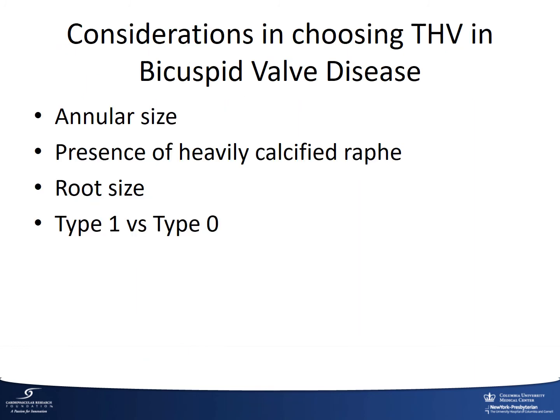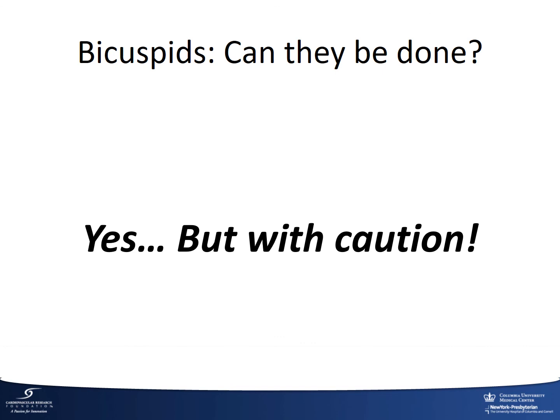So there are lots of considerations in choosing THV in bicuspid: annular size regarding seal, presence of a heavily calcified raphe to account for potential for annular rupture or PVL or elliptical deployment, looking at root size, and all of these things have to be taken into consideration when choosing which valve type and whether it's safe to treat a bicuspid valve. So in general, bicuspid valves can be done, but you should proceed with caution.